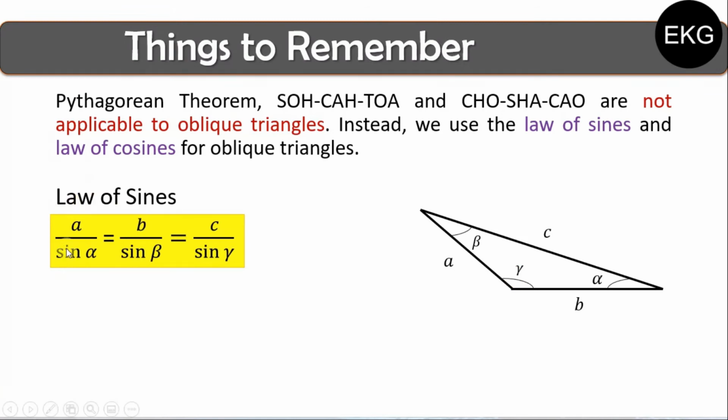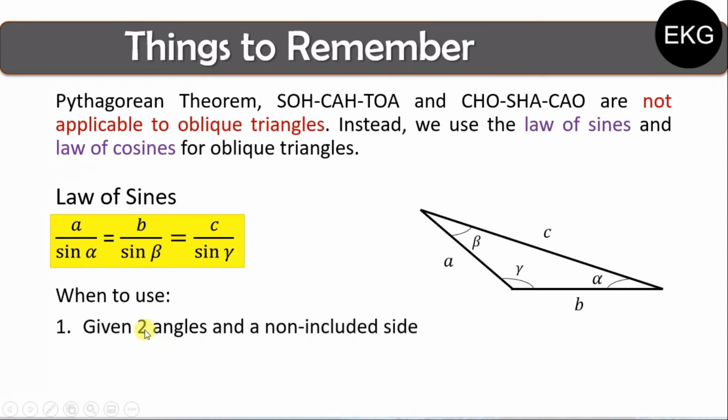So basically what this means is the side divided by the sine of the opposite angle are equal for an oblique triangle. So kailan natin magagamit ito? So when we are given two angles and a non-included side. Second is given two sides and a non-included angle. So anong ibig sabihin nito? Makikita natin mamaya through an example.